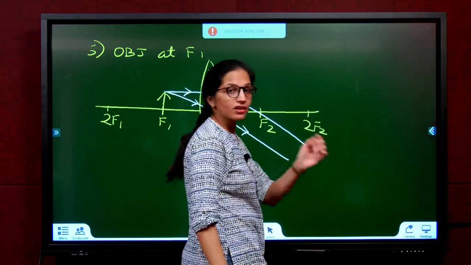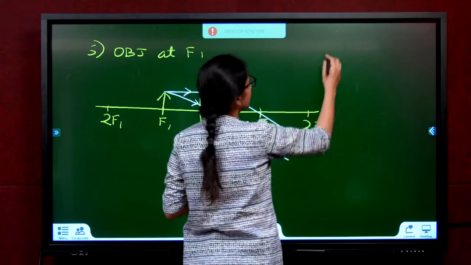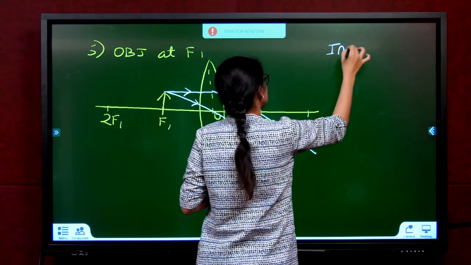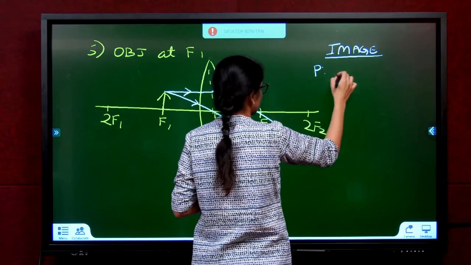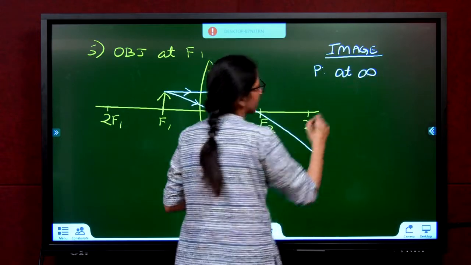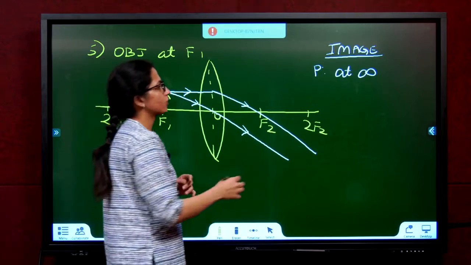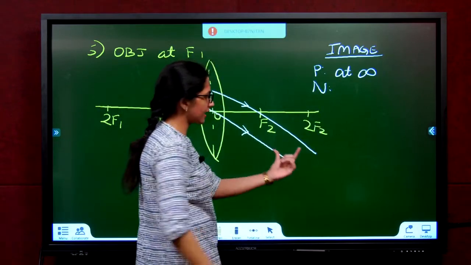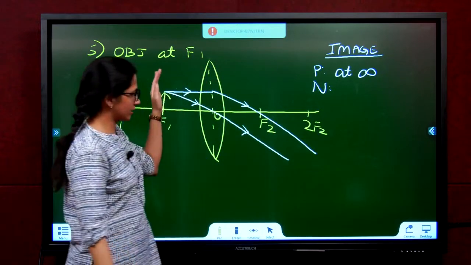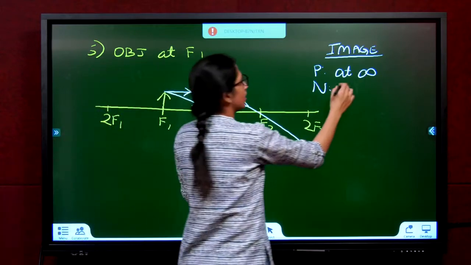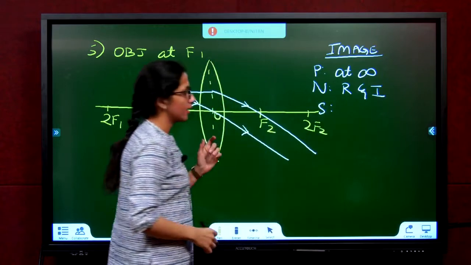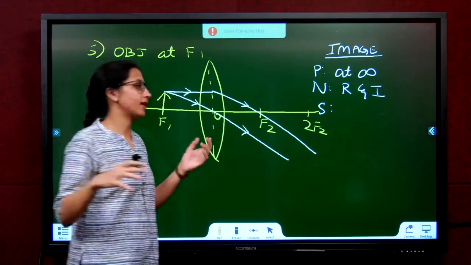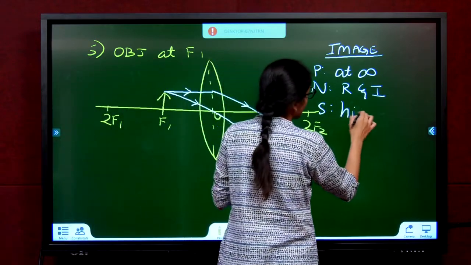They are going in the same direction, so they'll meet, but where they'll meet? They'll meet at infinity. So, image position at infinity. Nature, they move in the same direction, they are inverted because this is here, real and inverted. Size, it's going to infinity, it has to be very large, highly enlarged.